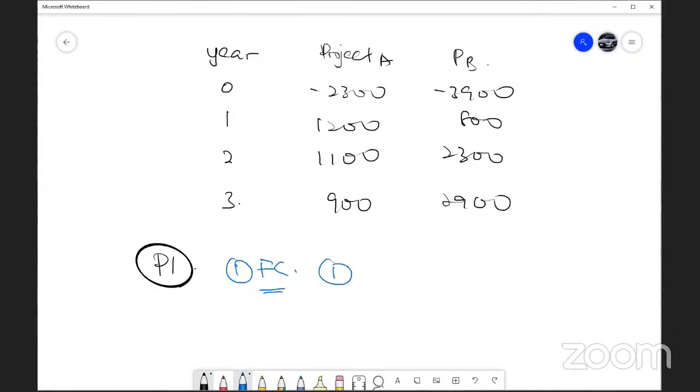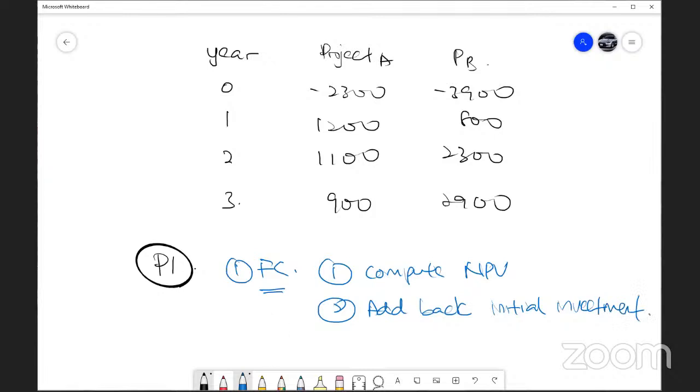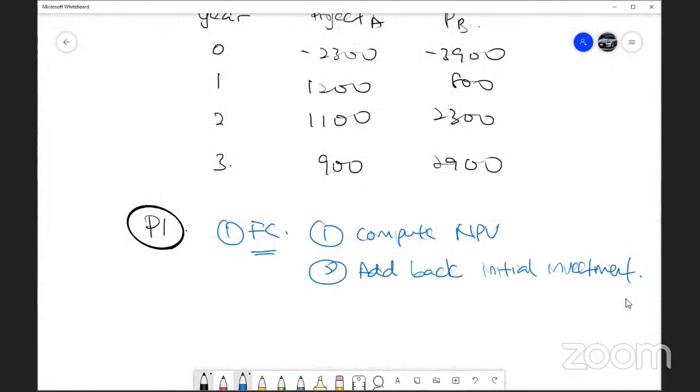The steps are: number 1, compute NPV. Number 2, add back the initial investment. The initial investment is usually negative, right? So after you compute NPV, you need to add it back. Then you potentially get a negative figure, so ignore the negative sign, and then divide by the initial investment. This is for those who use the financial calculator.